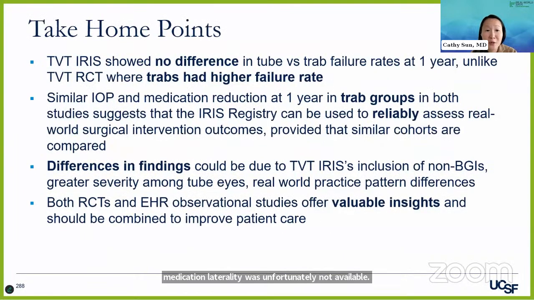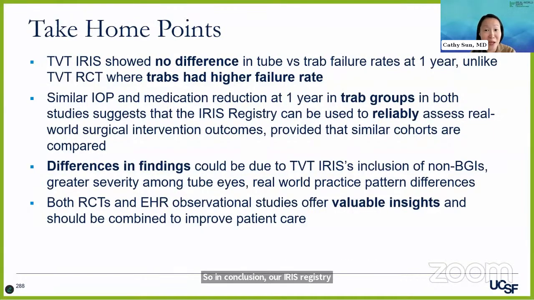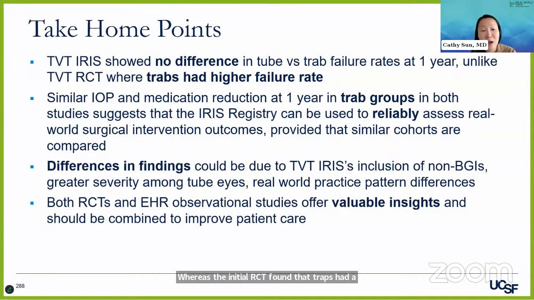So in conclusion, our IRIS registry study found that there was no difference in the tube versus TRAB failure rates at 1 year, whereas the initial RCT found that TRABs had a higher failure rate. We did find similar intraocular pressure, medication reduction, and failure rates at 1 year in the TRAB groups in both studies.